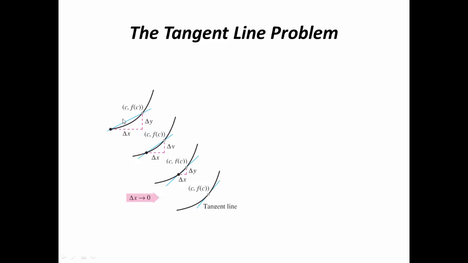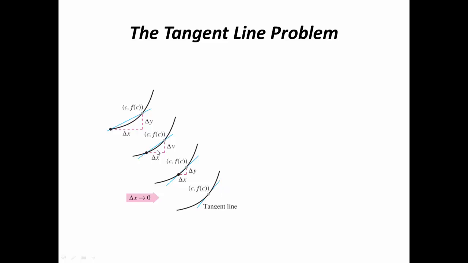But look what happens if we slide delta x, if we let delta x go to 0. If we make delta x smaller and smaller, you see how I'm making it smaller and smaller? I'm sliding this point towards my x, towards my c value, and then pretty soon the delta x is going to be 0, and we get a point here that's tangent to my curve. And that's a tangent line. That's why we call this the tangent line problem.